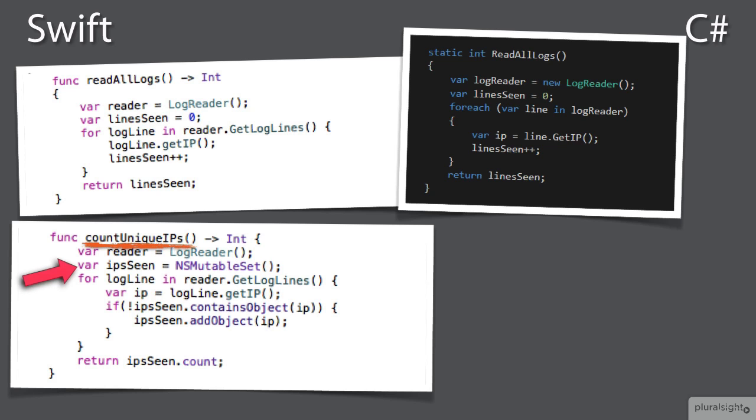After creating a log reader, I initialize a container in which I will store all the different IP addresses I have seen so far. In this case, I use a container called NSMutableSet, which is an implementation of a so-called hash set. If the IPs extracted are not already present in the container, they are added, and otherwise we just proceed with the next log line. Finally, the function returns the number of elements in the container.